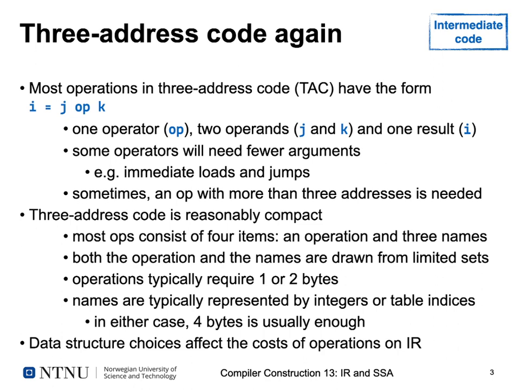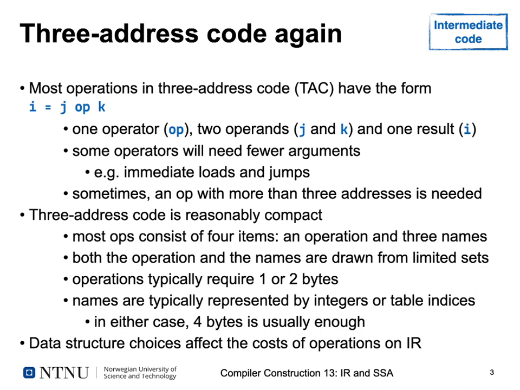So let's take a look again at 3-address code. We know that most operations in 3-address code have the form i equals j op k, so we have two input variables j and k. We have an operator combining these two, and we finally assign the result of this operation to another variable i. So we have one operator, two operands, and one result.